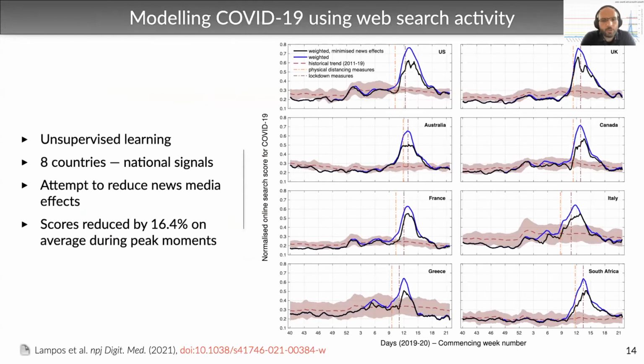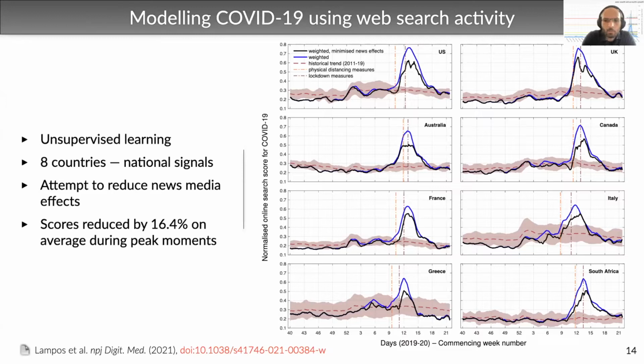I believe it was around February 2020 when Public Health England asked us to provide prevalence estimates for COVID-19 using web search activity. All our previous work required some form of supervision, but COVID-19 was a novel disease and no meaningful data existed to do that. So we came up with unsupervised models for COVID-19.